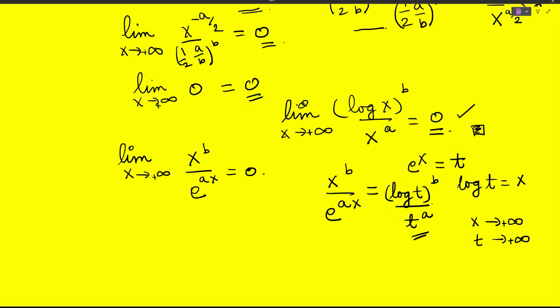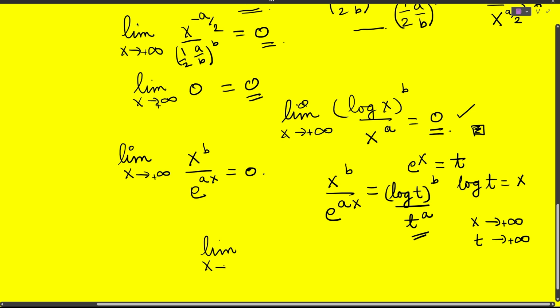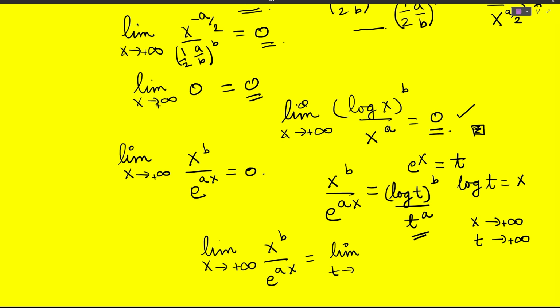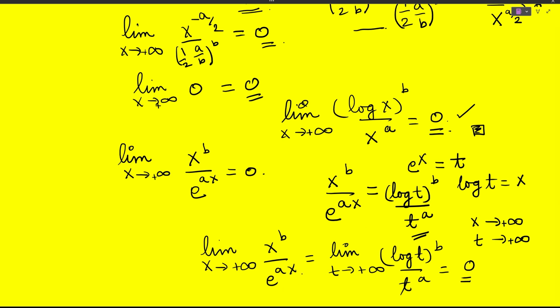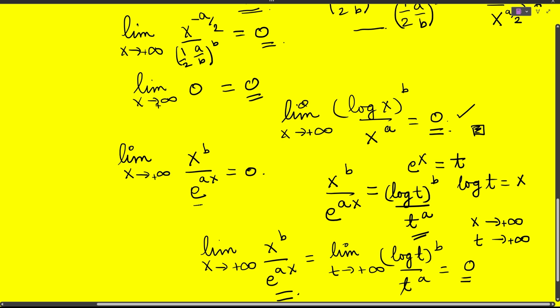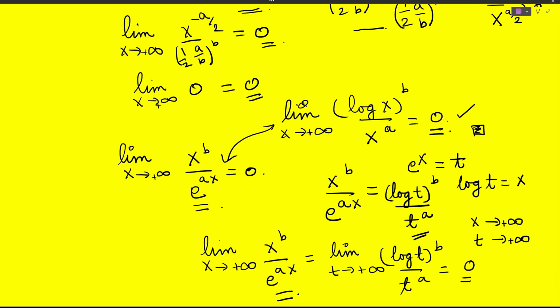Now we know that the limit as t tends to plus infinity is 0, so this particular limit, the limit as x tends to plus infinity of x to the power b over e to the power ax, is basically, when you take x to infinity, t goes to plus infinity, so (log t) to the power b divided by t to the power a, this is 0, right? The 0 follows from here, so basically this limit is again 0, right? Okay, so that's how you prove this particular limit as well. You get it from this one.